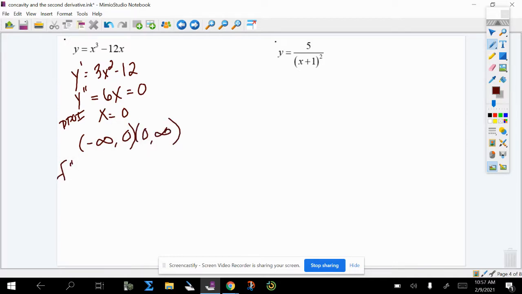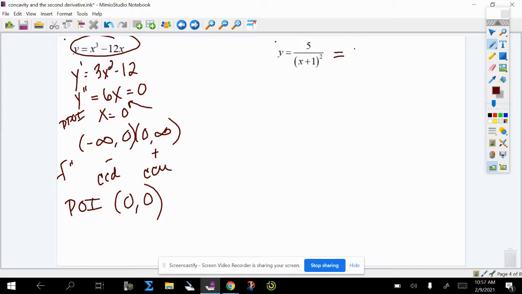So prior to 0, if I put a negative number in, I'm going to get a negative second derivative. So it starts off concave down. After 0, I'm going to switch to concave up. So I do indeed have a point of inflection at 0. And if I put 0 back into my original function, I get 0.